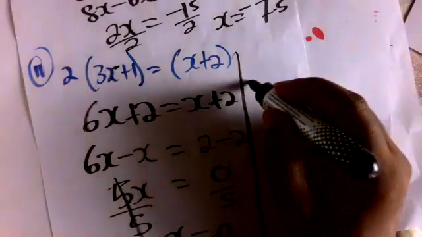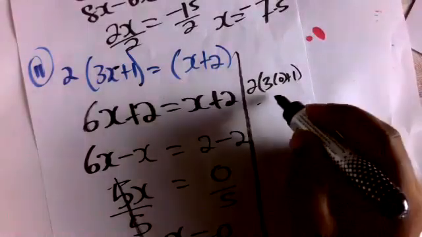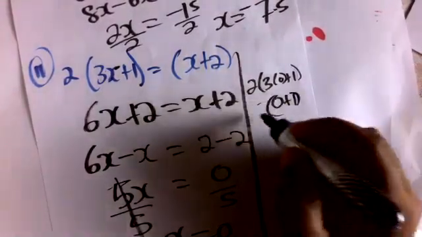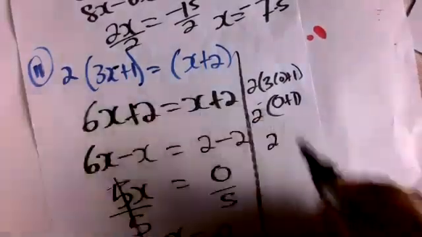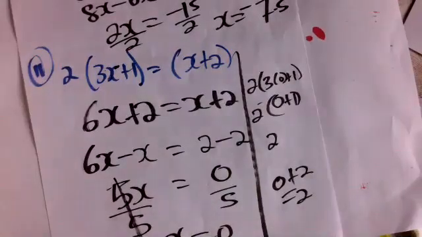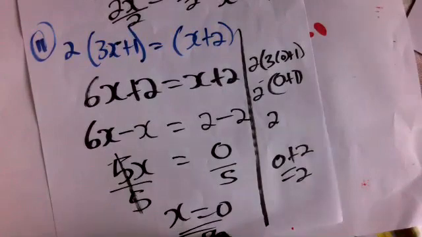Let me just prove it since I made a fuss. This would equal 3 times 0 is 0, plus 1 gives 1, and 2 ones are 2. And over here, it will be 0 plus 2, which is equal to 2. So therefore, x is equal to 0. So 0 is our answer.